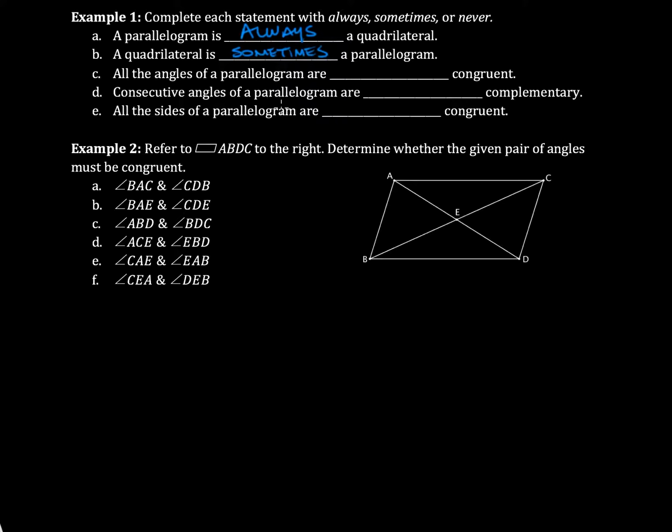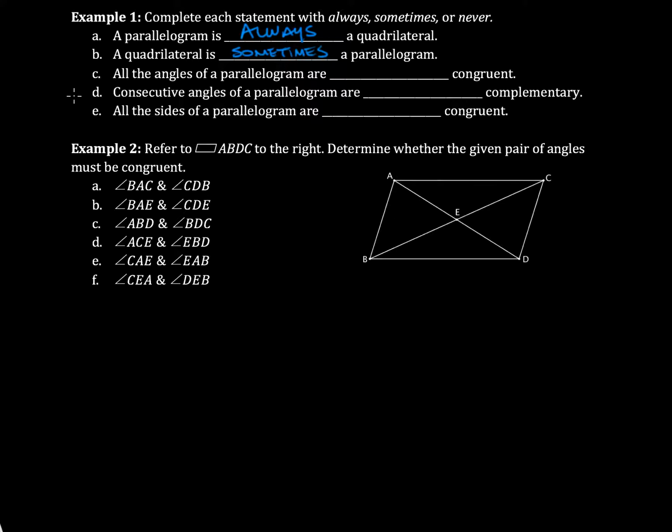Sometimes. All the angles of a parallelogram are always congruent, sometimes congruent, or never congruent. All the angles, right? Well, we know that opposite angles will be congruent. And we know that since it's a quadrilateral, all of the angles add up to 360, right? Because all the interior angles of any quadrilateral add up to 360. So you could look at a quadrilateral like what we have in example 2 down here. Obviously, I have two obtuse angles and two acute angles in this parallelogram.